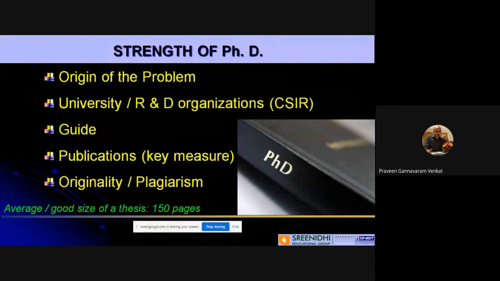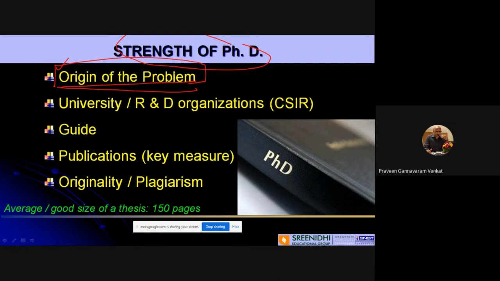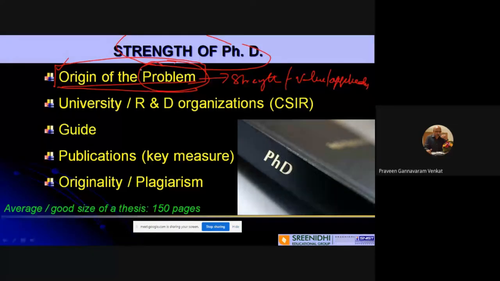Next is the strength of the PhD. What is the strength of the PhD? The strength of the PhD is based on the origin of the problem. Most important is how that problem originated. We have to define the problem in such a way that it has some strength, value, or application. In that way, we have to define our problem.